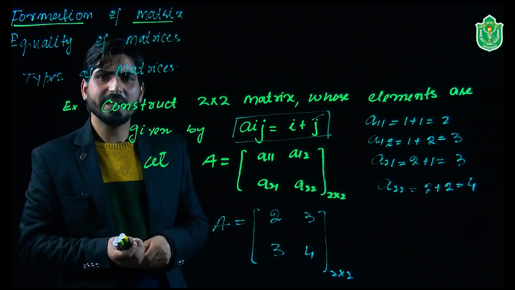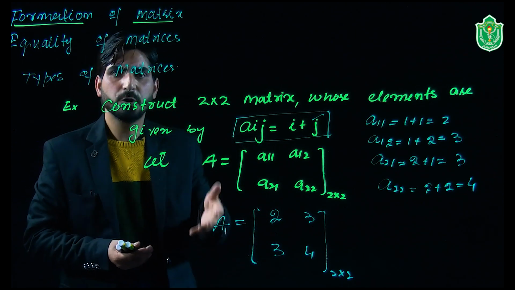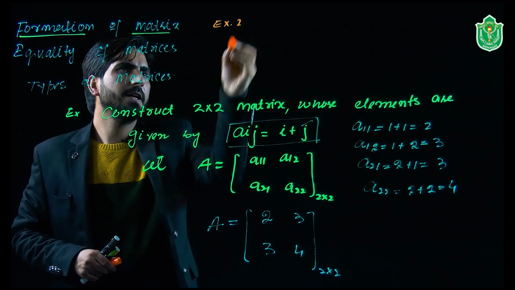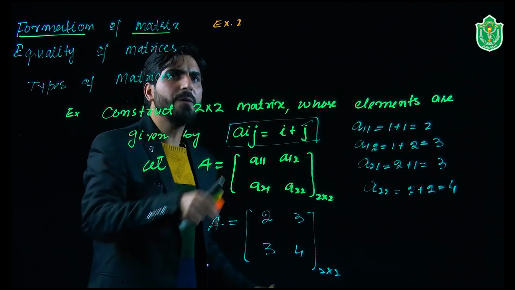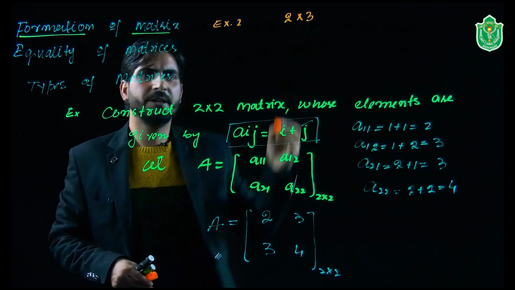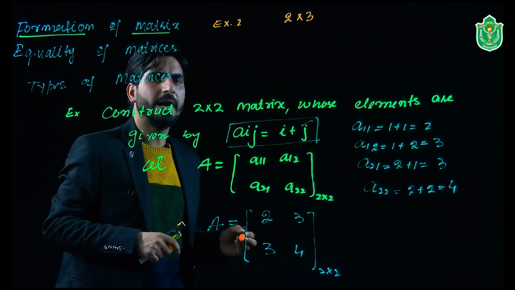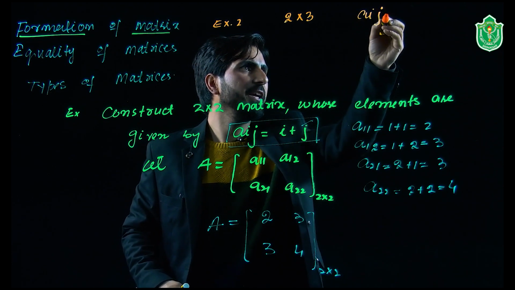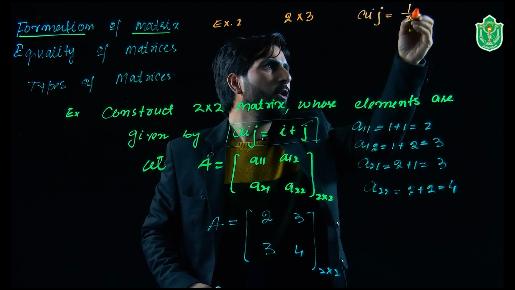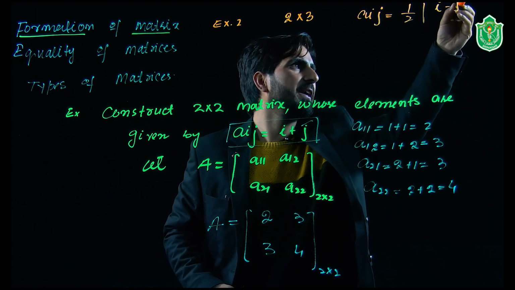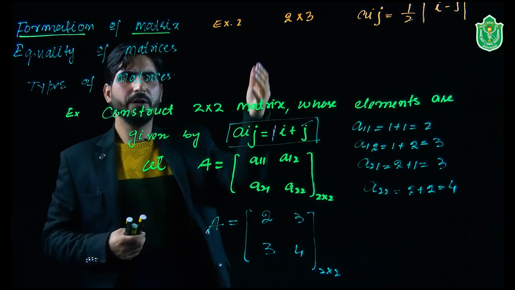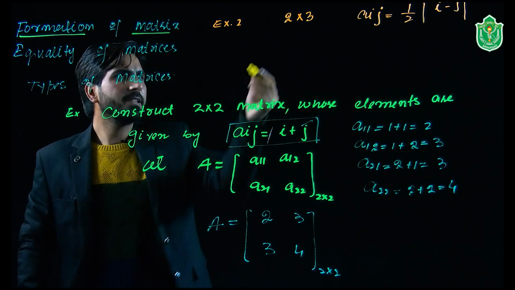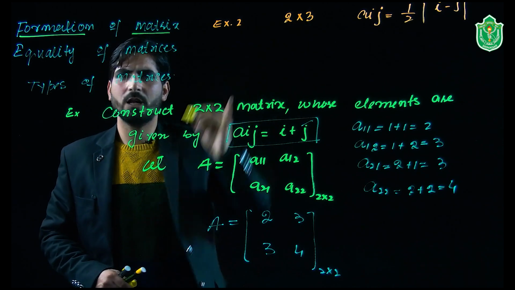Now let's take another example related to this content. Example number 2 here. Construct a 2 cross 3 matrix. I will write here some important words. Construct a 2 cross 3 matrix whose general elements are given by the formula Aij is equal to 1 by 2 modulus of i minus j. So what we have to do, we have to create a 2 cross 3 matrix. That means the number of rows is 2 and the number of columns is 3.